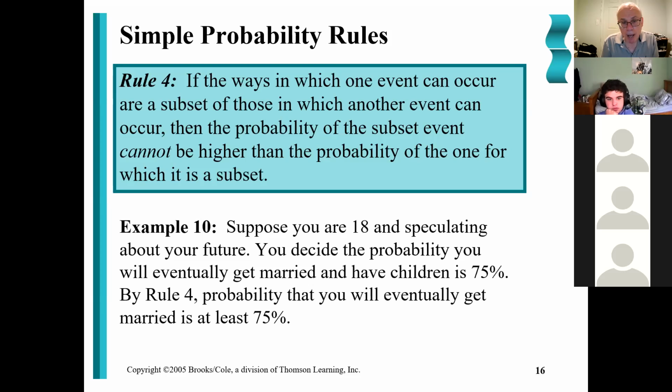So the people who get married and have children are a subset of the people who get married, because the people who get married include people who don't have children. So if we said the probability of a person who gets married and has children is 75%, the probability of a person getting married has to be at least 75%. It can't be smaller than 75%, because it includes more people. Okay? That's what rule number 4 is saying.